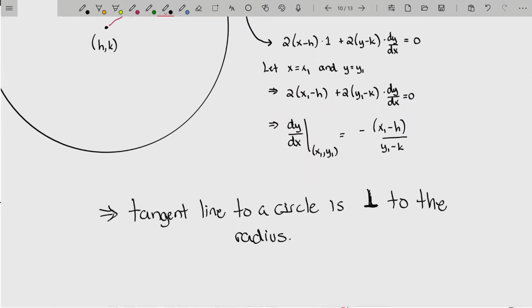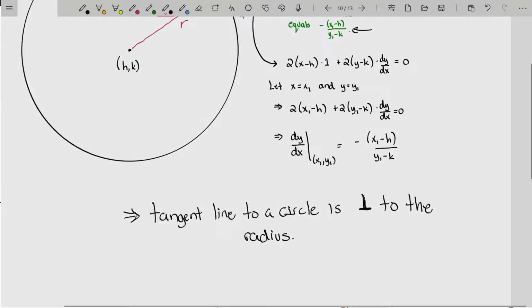There you go. I used that perpendicular symbol there, right? Tangent line to a circle is perpendicular to the radius. There we go. Good proof.